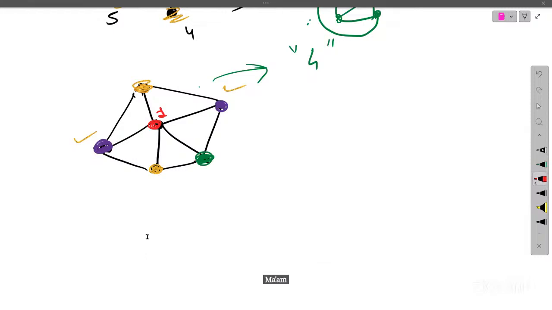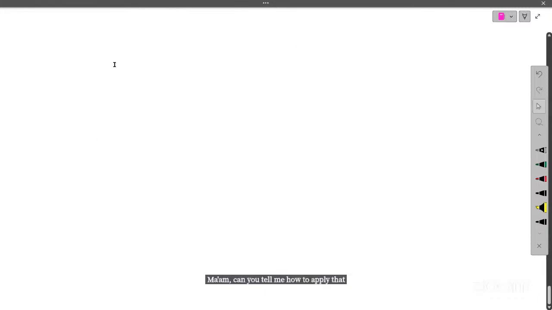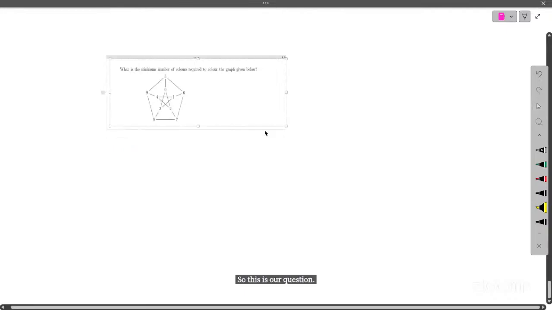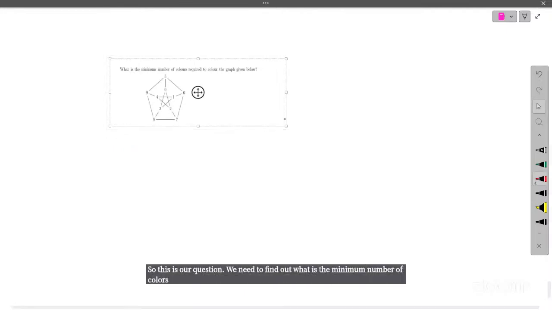Ma'am, can you teach me how to solve that, please? Yeah, sure. So this is our question. We need to find out the minimum number of colors needed to color this graph.